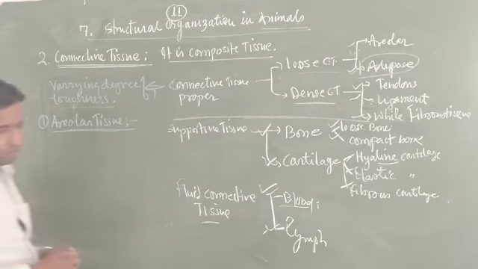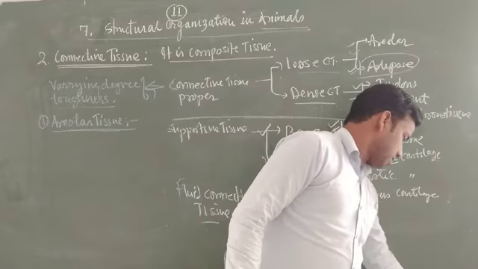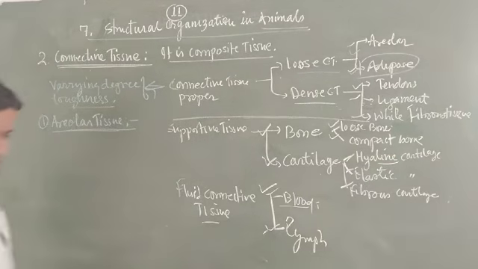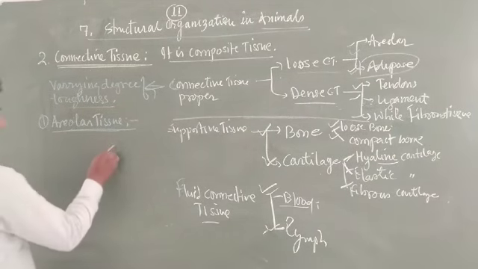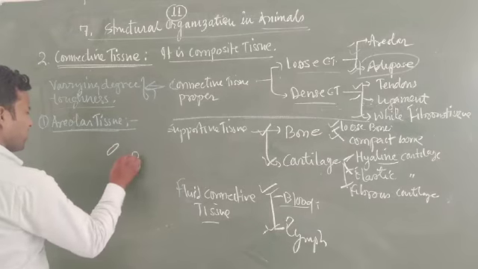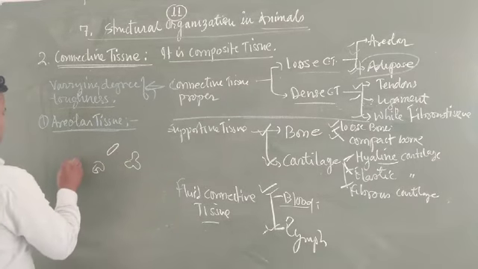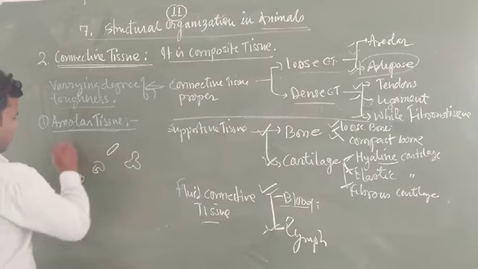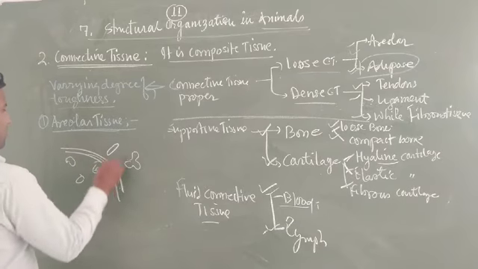Suppose if we prepare a diagram of these cells, different types of cells are found. In this case, this is a fiber.